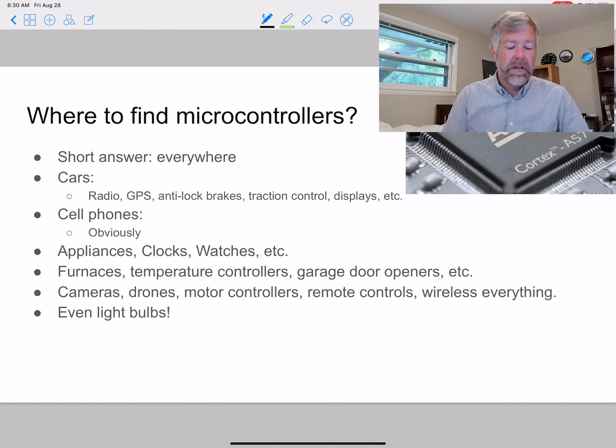In cars, they're in your radio, they're in the GPS, they're in anti-lock brakes, they're in the traction control system, they're in the display, they're everywhere in your car. Computers basically make the car now. When you push on your accelerator, it used to be that you have a wire that goes from your accelerator directly to the gas.